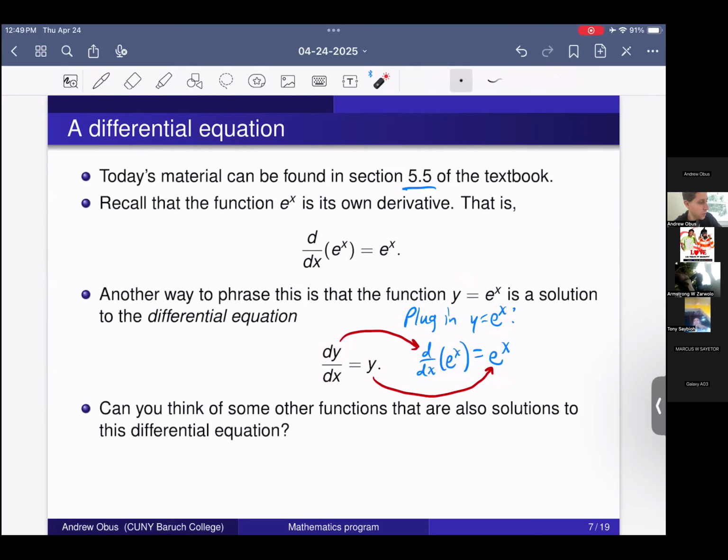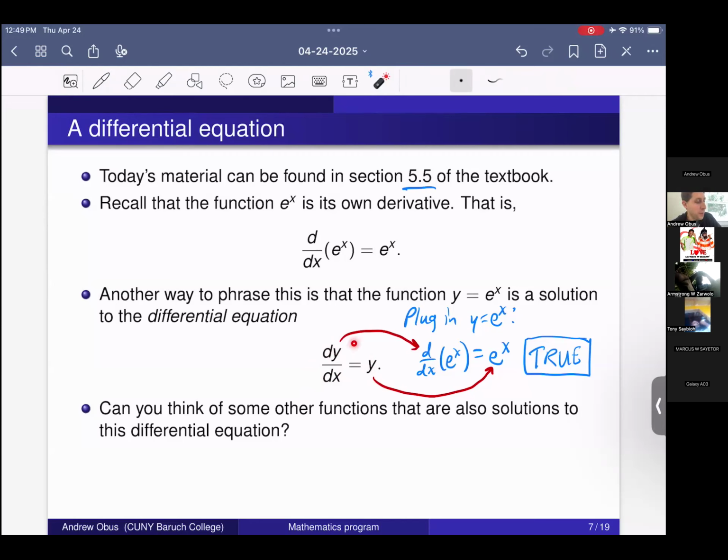So this is true. Which means, for example, if you have a function y equal to e to the 2x or e to the 3x, the function will still be the same thing. Now, if you differentiate e to the 3x, you get 3e to the 3x. So that would not be a solution to this differential equation, because dy/dx wouldn't be the same as y. It would actually be multiplied by 3.